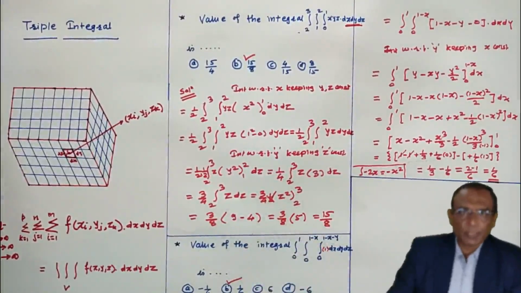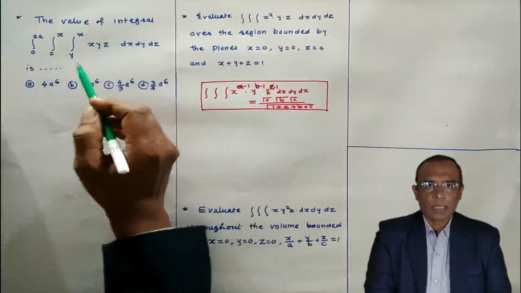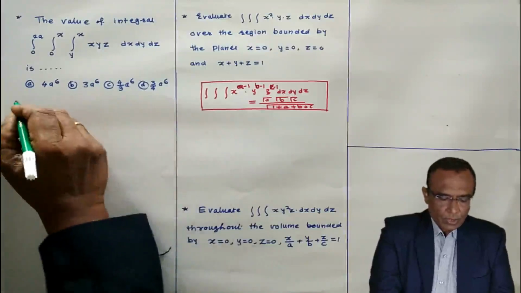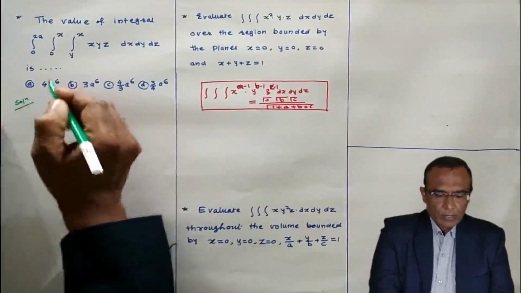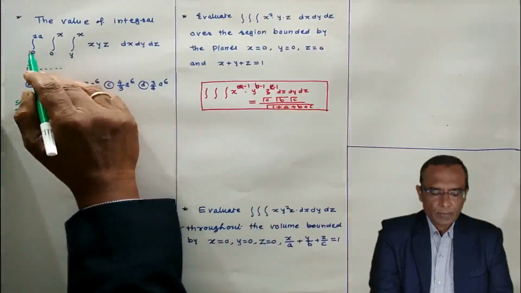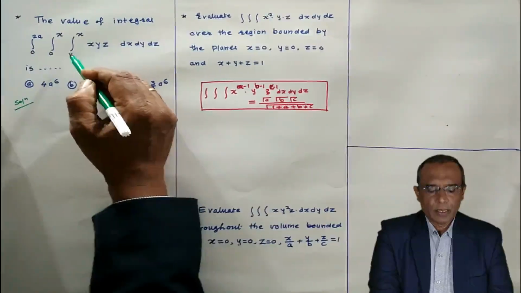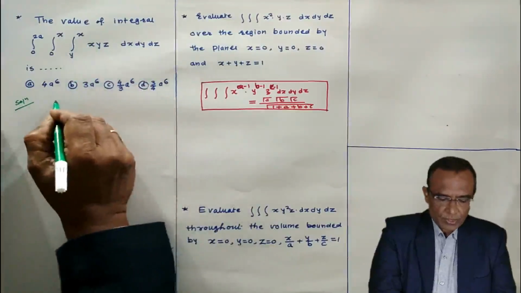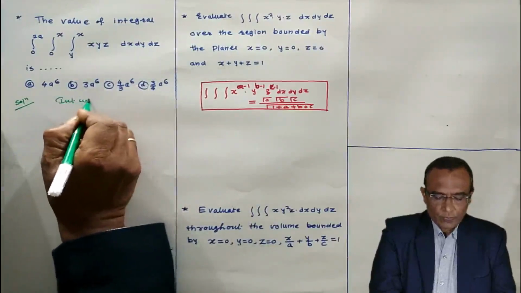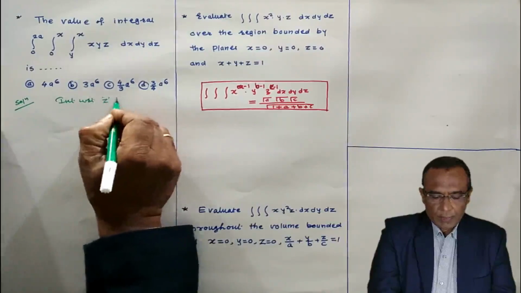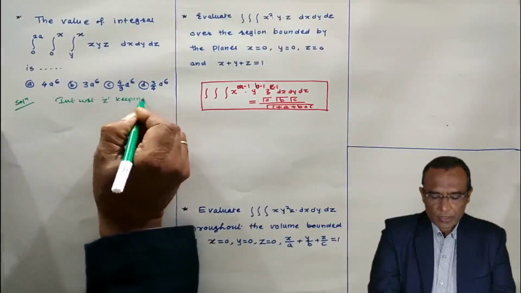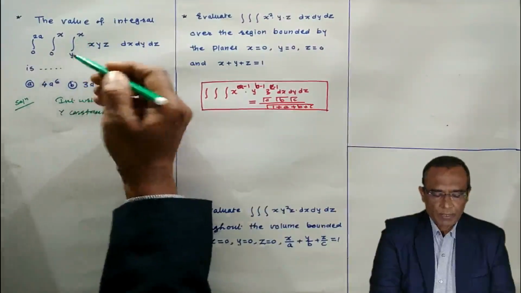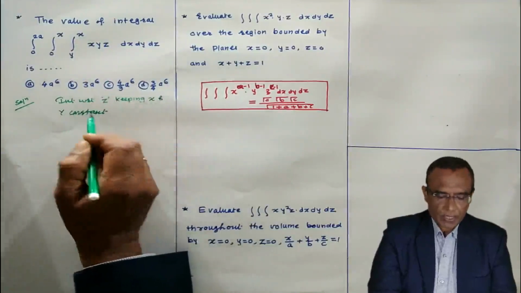This type of simple problems will be there in the examination. Now very quickly, next MCQ, value of this integral is, the options are given to you. Now here, in this case, first integral, second integral, third integral, limits of first integral are there in terms of x and y. Therefore, I will integrate with respect to z first, keeping x and y constant. The limits of first integral are given in terms of x and y. Therefore, integrate with respect to z, keeping x and y constant.